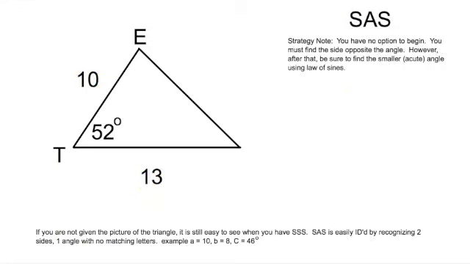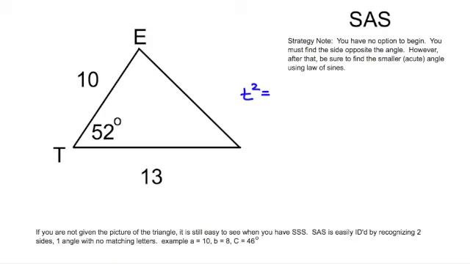All right, now what about when you have side, angle, side? You have no option to begin with. There's only one thing you can find, and that's side T. By the way, A disappeared. I don't know what happened to A. We'll have to bring it back here maybe later. It's supposed to be down in the bottom right corner.